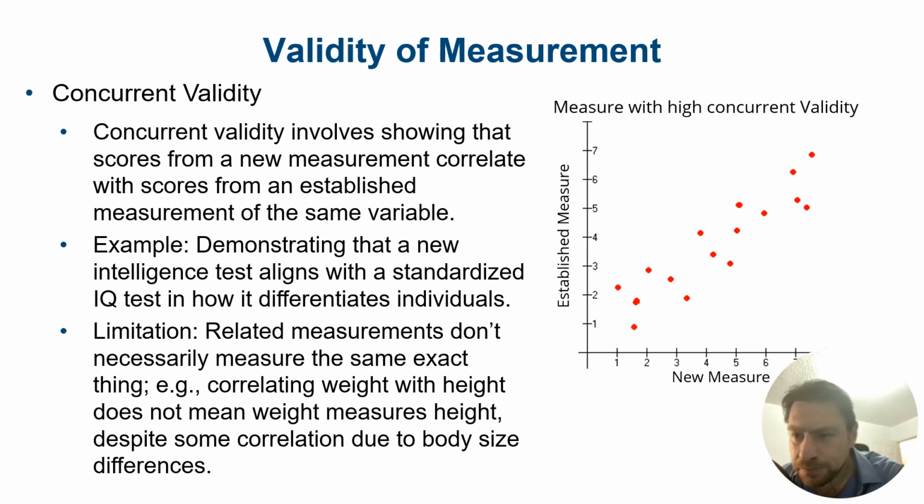Now, there are limitations here, okay? Just because two measures are related doesn't necessarily mean that they're measuring the same thing. So for example, let's say it's the case that people who have high intelligence also have high self-esteem. And so maybe your test is actually measuring self-esteem, not intelligence. But because these two variables are correlated, your test will show high concurrent validity.